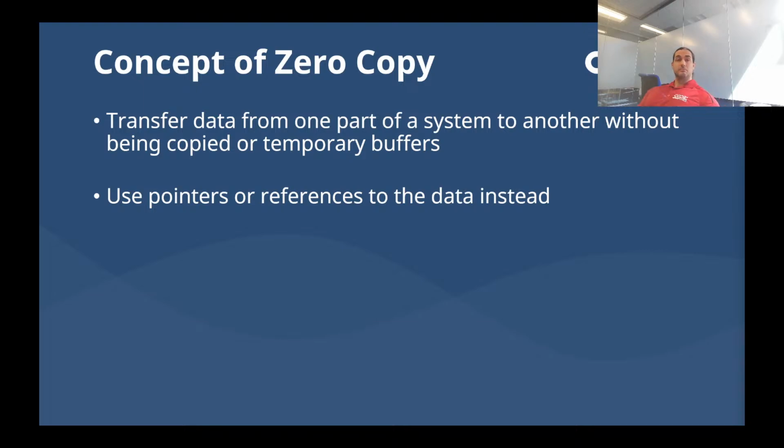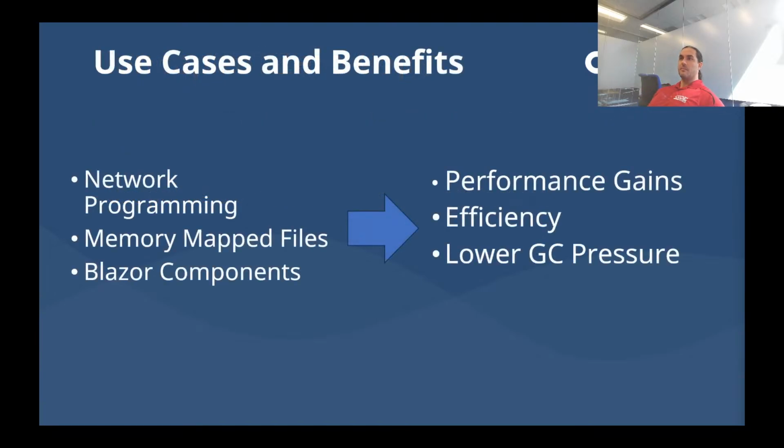We want to essentially, as a concept, transfer data from one part of our system to another without having to copy it there, or without having to make temporary buffers for it. Maybe you can use pointers or references to that data instead. For instance, where would that be applicable? Network programming, memory mapped files, other Blazor components. We get performance gains out of it, efficiency, and again, lower garbage collection pressure.